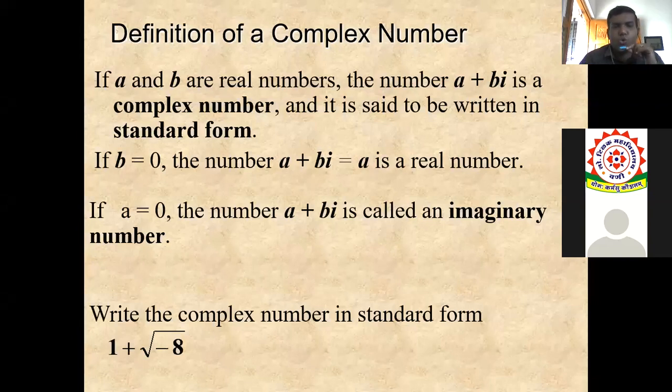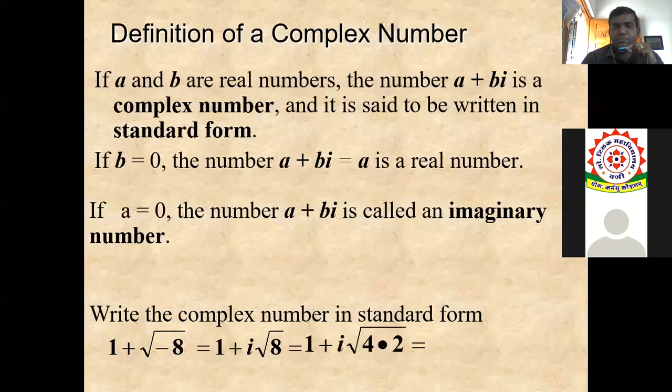So 1 plus square root of minus 8 can be written as 1 plus i times root 8, because root of minus 8 can be written as root of minus 1 into root 8. Root minus 1 is iota, so that it becomes 1 plus 2i root 2.